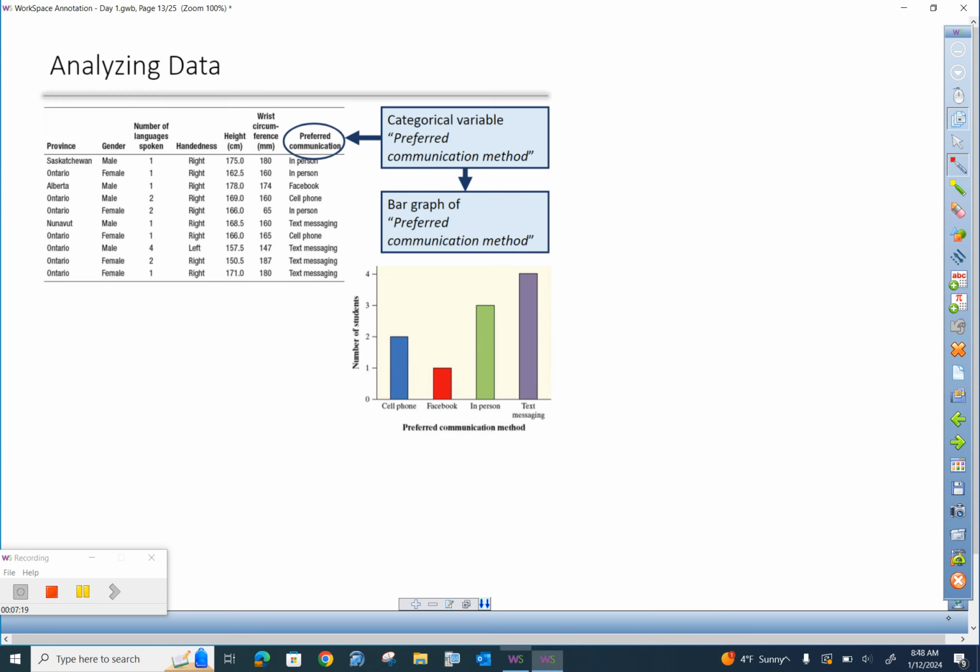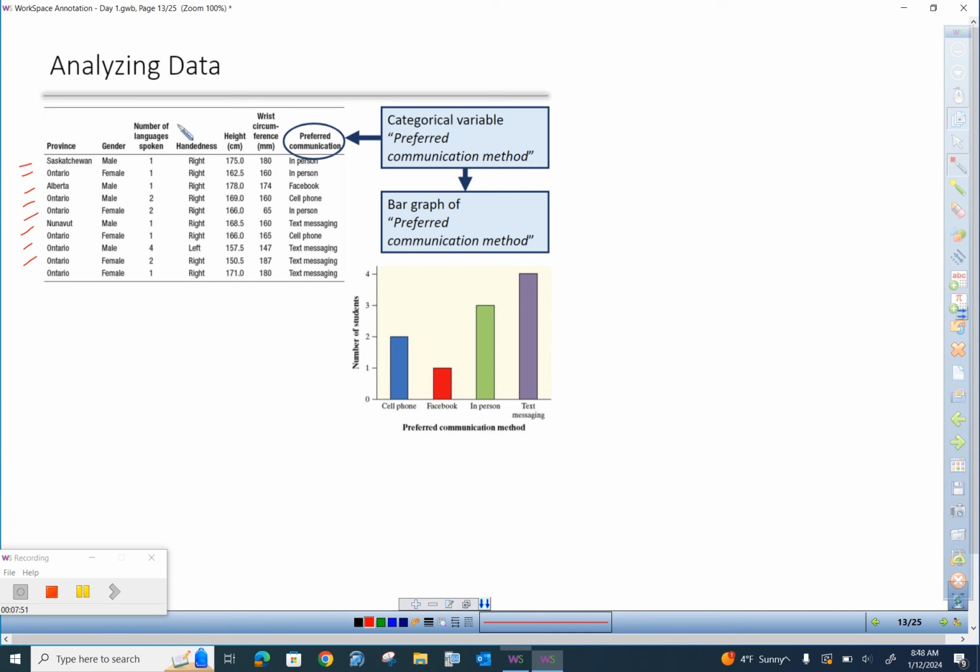Now, while we're talking about patterns, one way to describe the data or look at it displayed is in a table. So that's here. We're looking at different variables: province, gender, number of languages, etc. Our variables are generally going to pop up around the column headings, and then our rows are going to display our different individuals' responses. Remember, an individual doesn't have to be a person, but it's who the information is about.